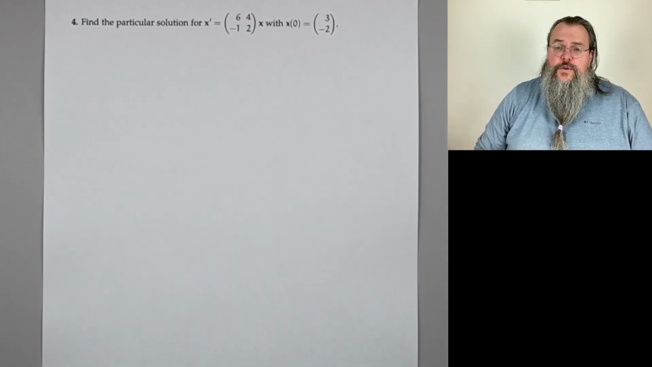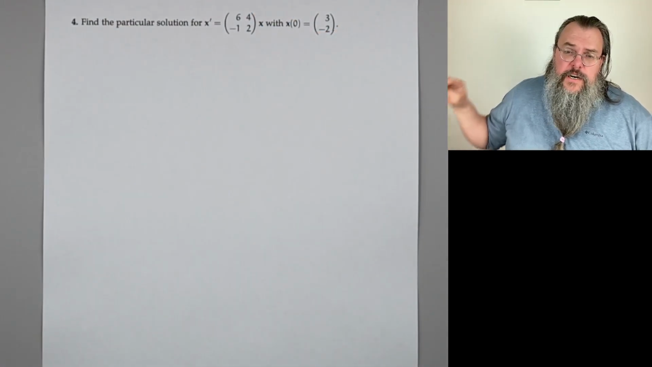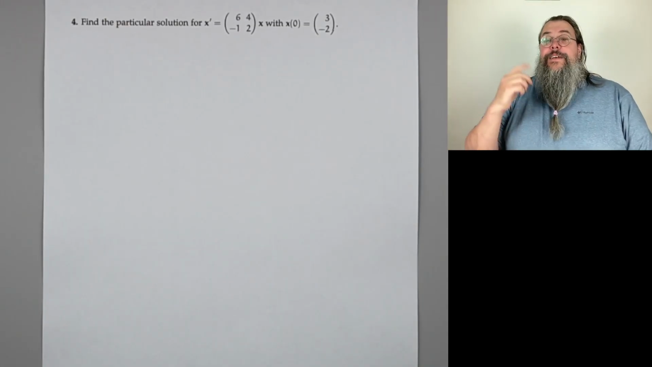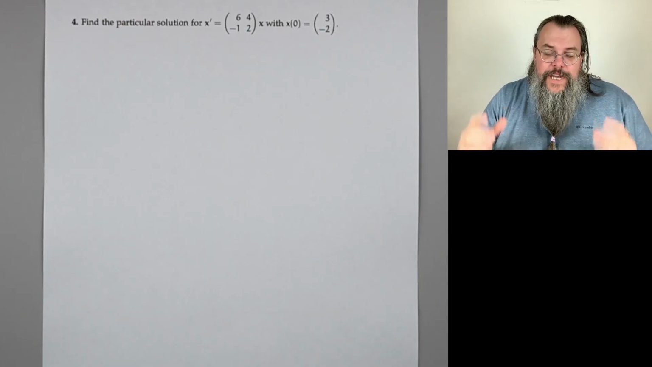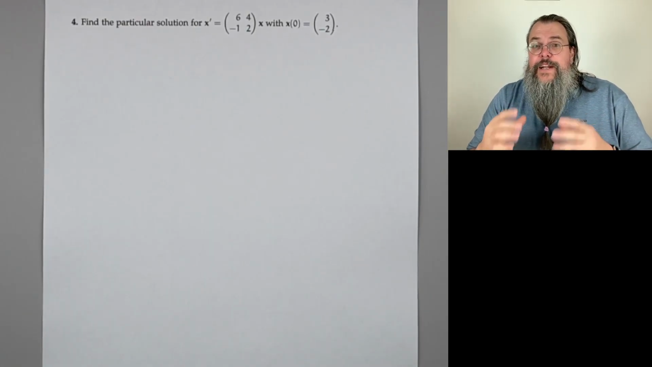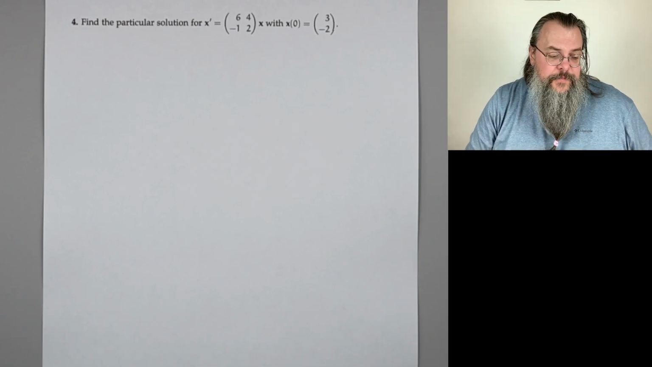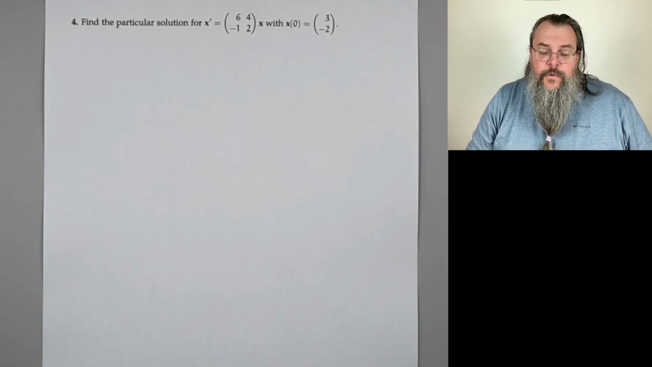Let's get ready to do number 4. Find the particular solution for x prime is [6, 4; -1, 2] x, with x of 0 is (3, -2). All right, so what do we see here?